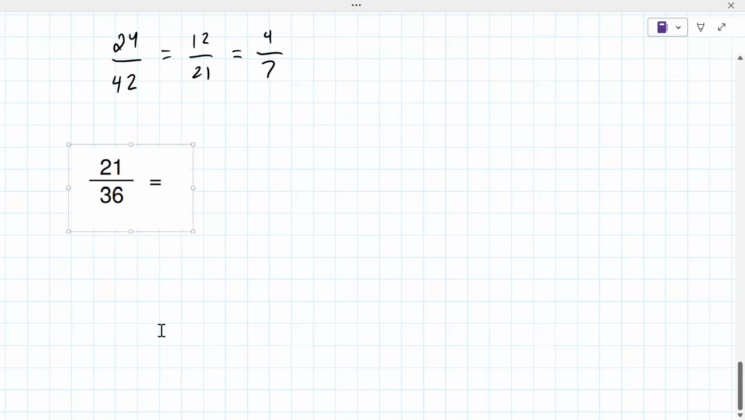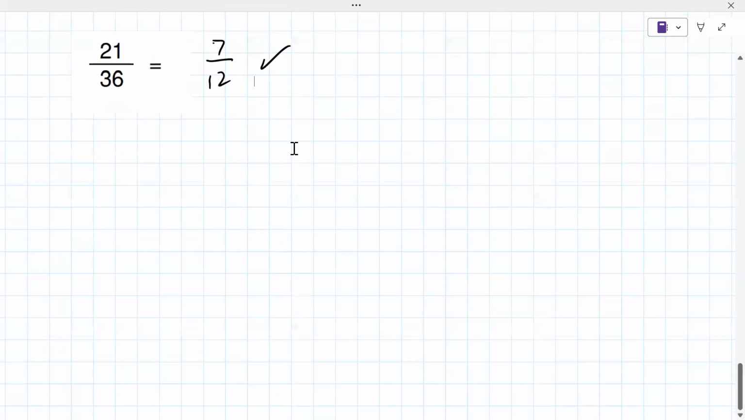Would equal 7/12? That is correct. Good. All right, doing great here. So let's get back to what we've been doing. So let's say it's like 0.04 as a fraction. What does that become? What number goes on top? 4 goes on top, and what goes on the bottom? 100.